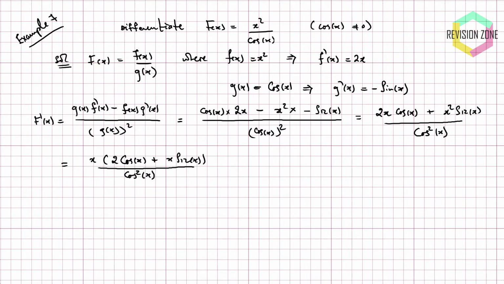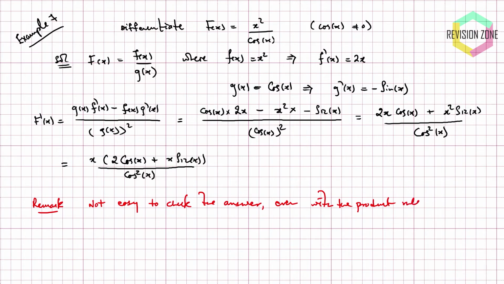And in this case, as we've said before, we have worked out the answer, of course. The remark would be it's not easy to check the answer. Not easy to check the answer, even with the product rule, right? And why is it not easy to check the answer with the product rule? Because if I rewrite this, what I actually have is x squared over cos x.